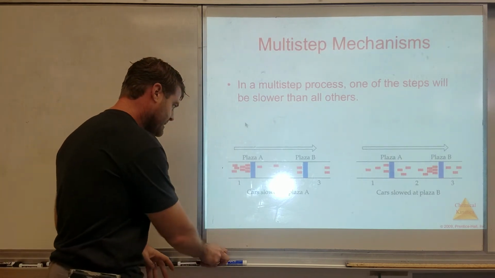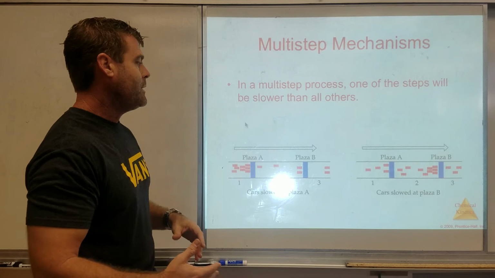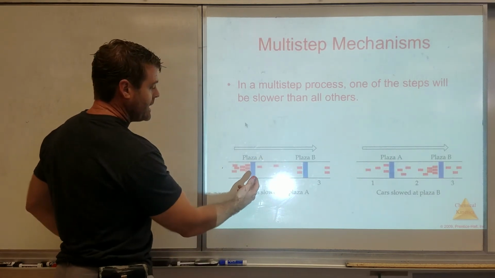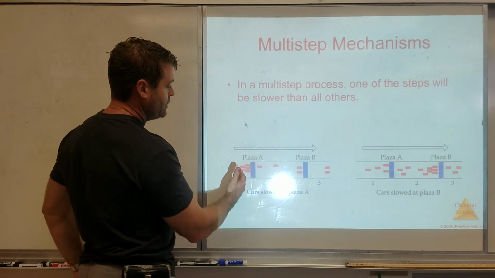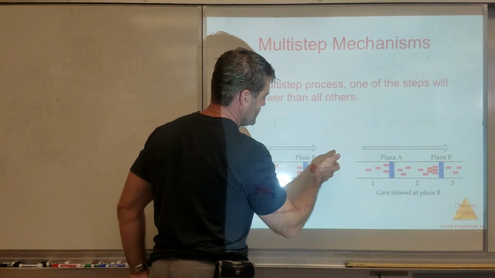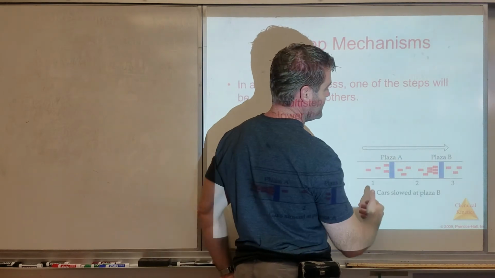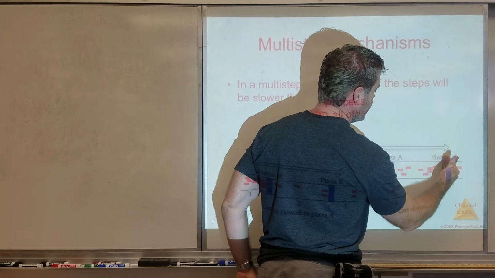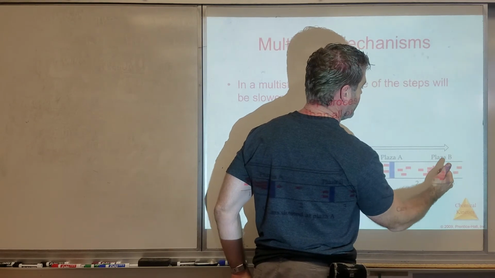Think about this, guys. You're looking at Plaza A, which in this case is like a toll booth that is really slow, so there's a backup of cars here, but then when they go through Plaza B, they're going through pretty quickly. But in this other case, it looks like they're going through the Plaza A toll booth relatively quickly, and then there's a slowdown up here at Plaza B.